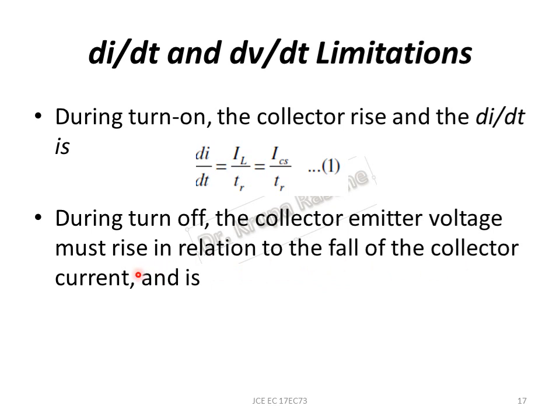Similarly, during turn off, the collector emitter voltage must rise in relation to the fall of the collector current, right? When it is turning off, the collector voltage will increase from a low value to a high value. At the same time, the collector current is going to fall. So the voltage equation, dV by dt, is the rate of change of voltage for a given time. The change of voltage is from 0 to Vs, and the time taken is Tf, that is the fall time, and this can be represented as VCC, the collector voltage, divided by Tf. We represent these as equation 1 and equation 2.